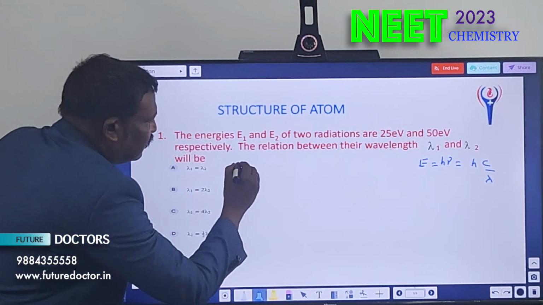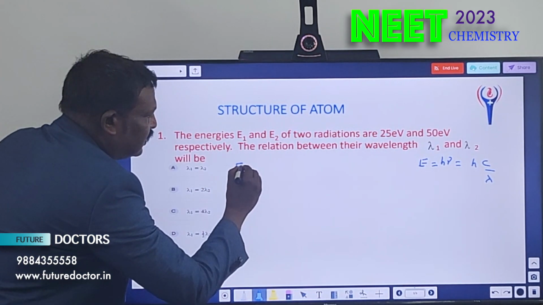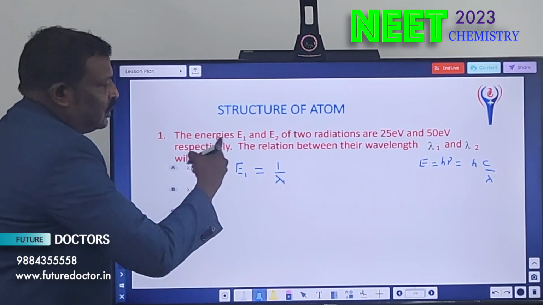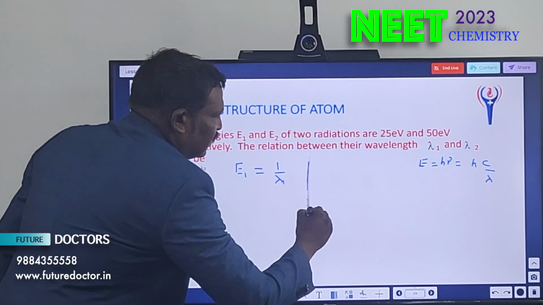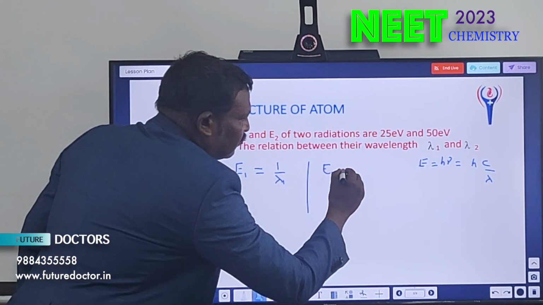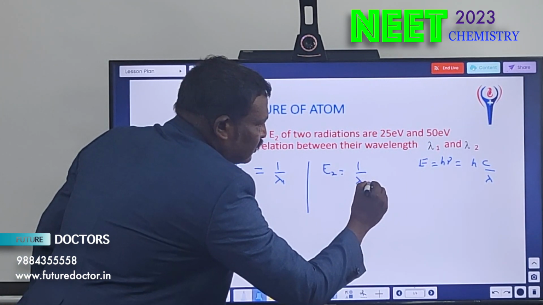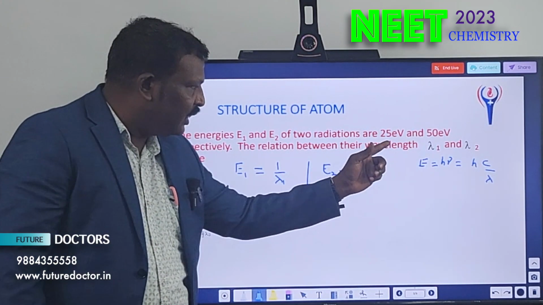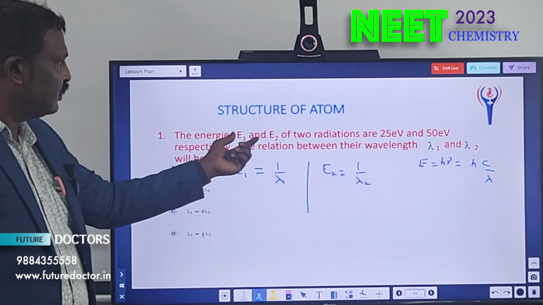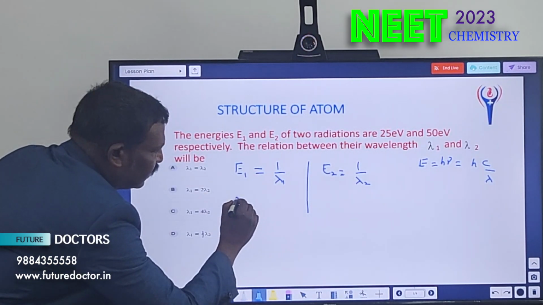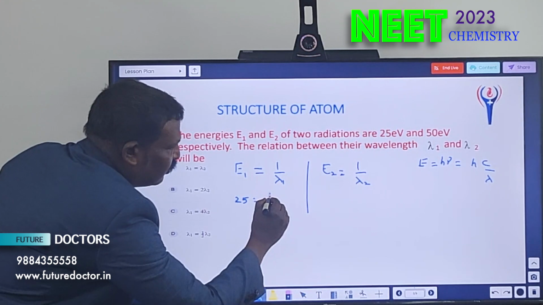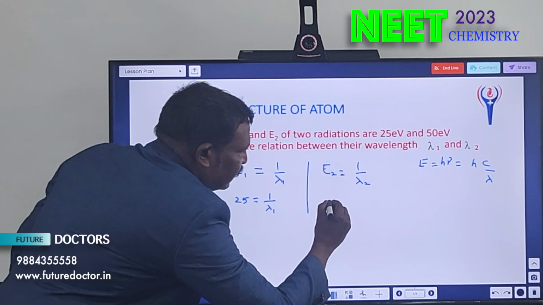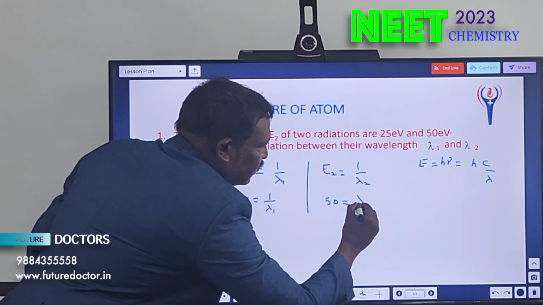So here for the first energy I consider E1 is proportional to 1 by lambda 1, and E2 is proportional to 1 by lambda 2. Here two energies are given. We have to relate lambda 1 and lambda 2 only. So we put 25 is equal to 1 by lambda 1, and 50 is equal to 1 by lambda 2.